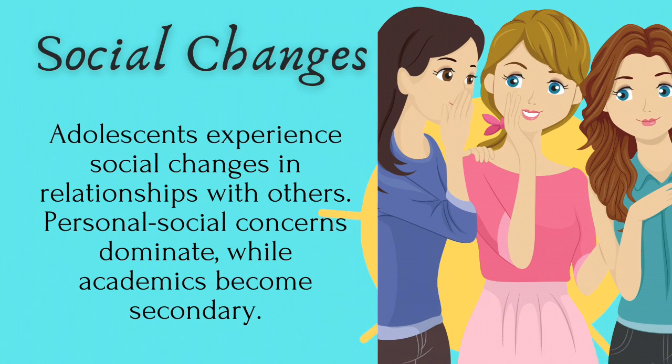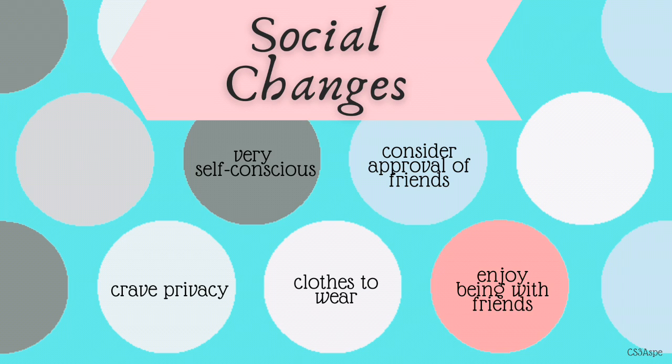Adolescents experience social changes in relationship with others. Personal social concerns dominate, while academics become secondary. Adolescents are very self-conscious. They consider approval of friends and other adolescents or peers as very important. Adolescents enjoy being with friends, so they stay longer with them after school. They enjoy choosing clothes to wear. They also crave privacy. This sometimes causes conflicts between adolescents and their parents.